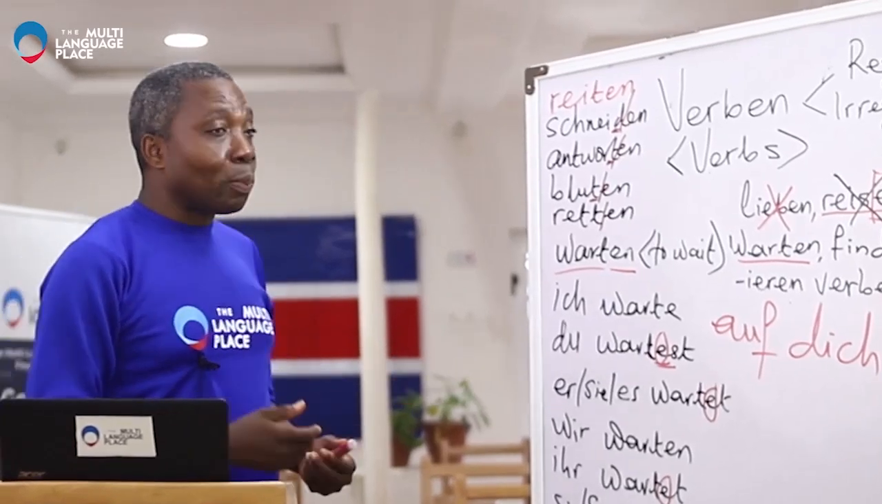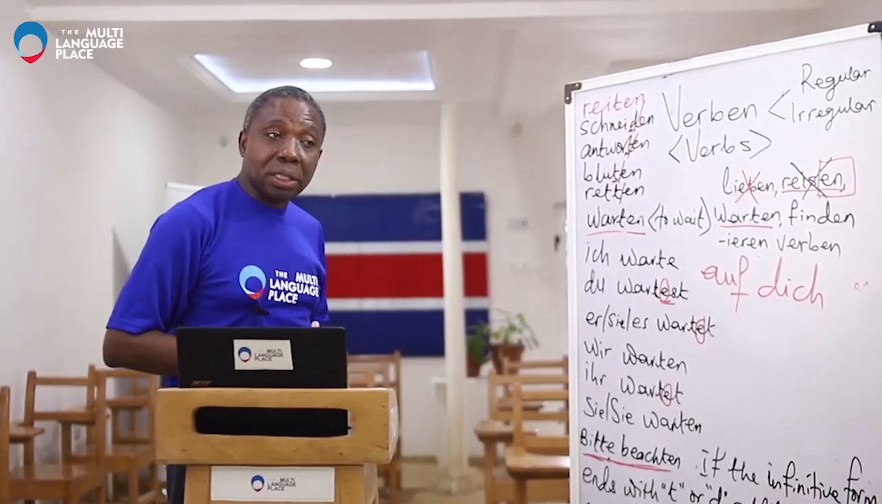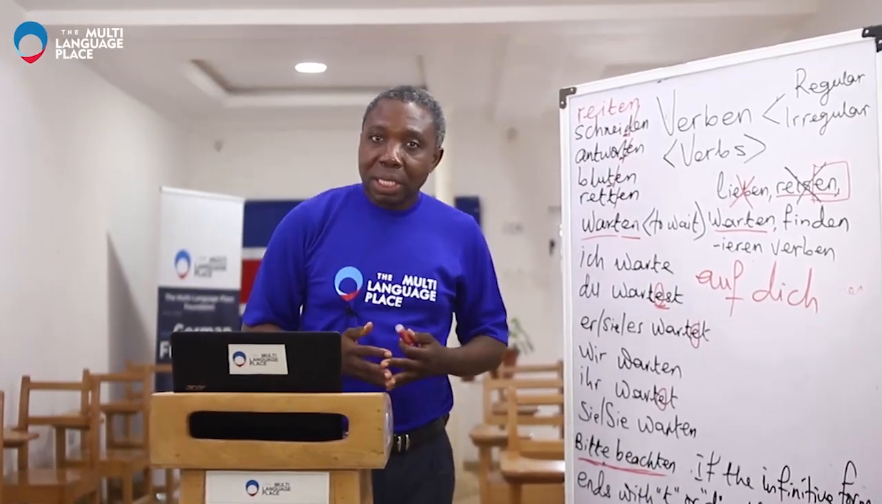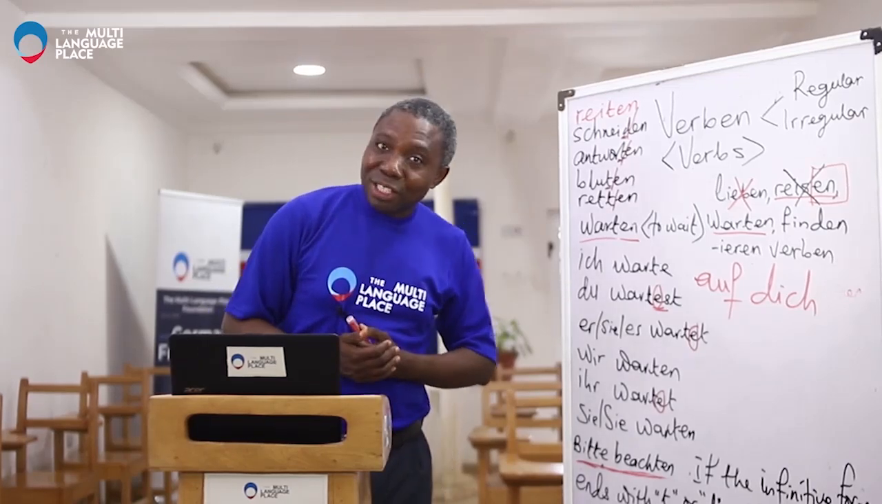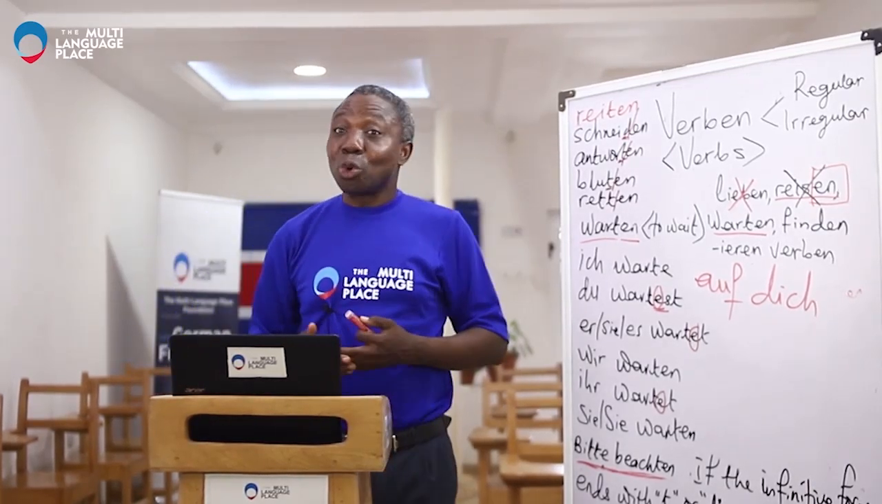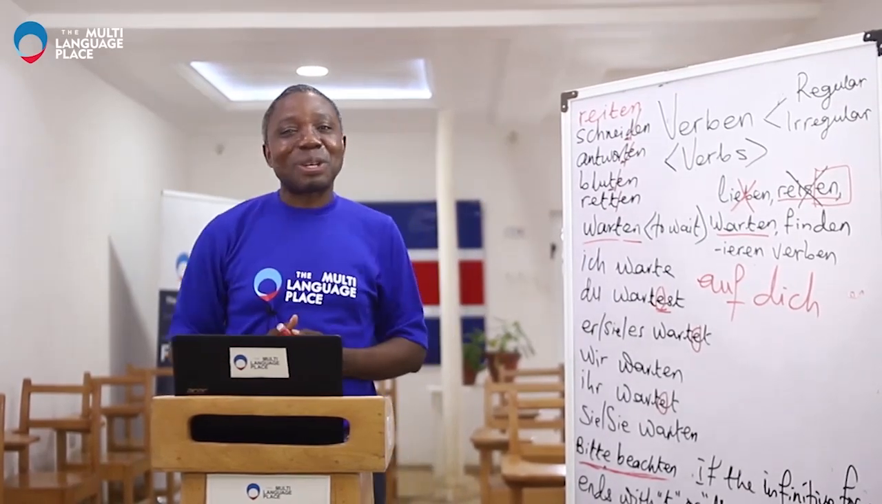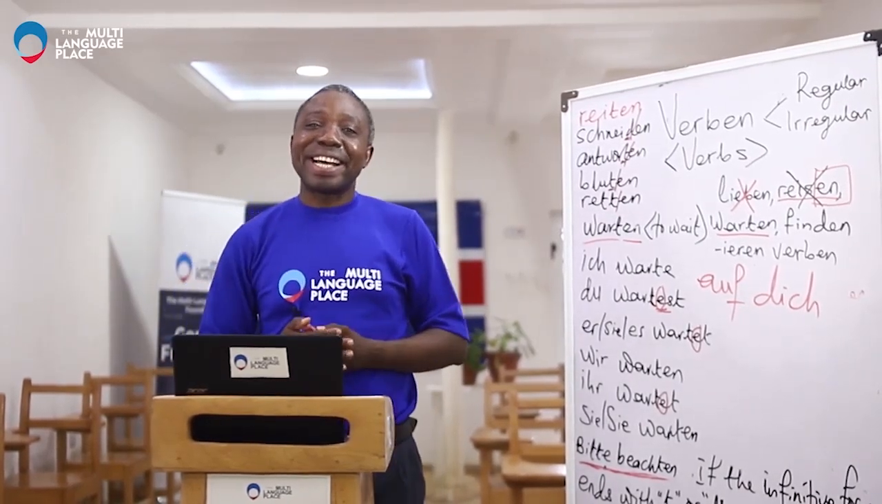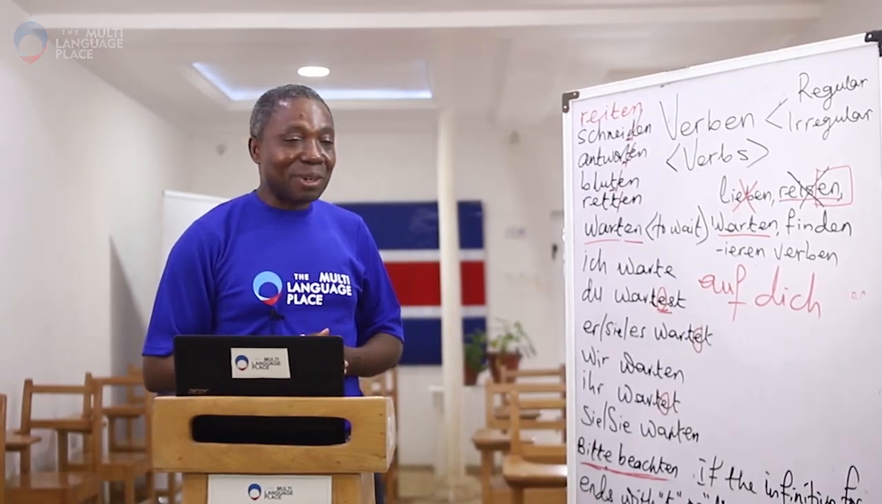But then you can also put the name of a person here, waiting for Paul. Ich warte auf Paul. I'm waiting for Peter. Ich warte auf Peter. I'm waiting for John. Ich warte auf John. I'm waiting for Tolu. Ich warte auf Tolu. Depending on what you are waiting for, make sure you wait for something there and form the sentence with this new verb. Okay.